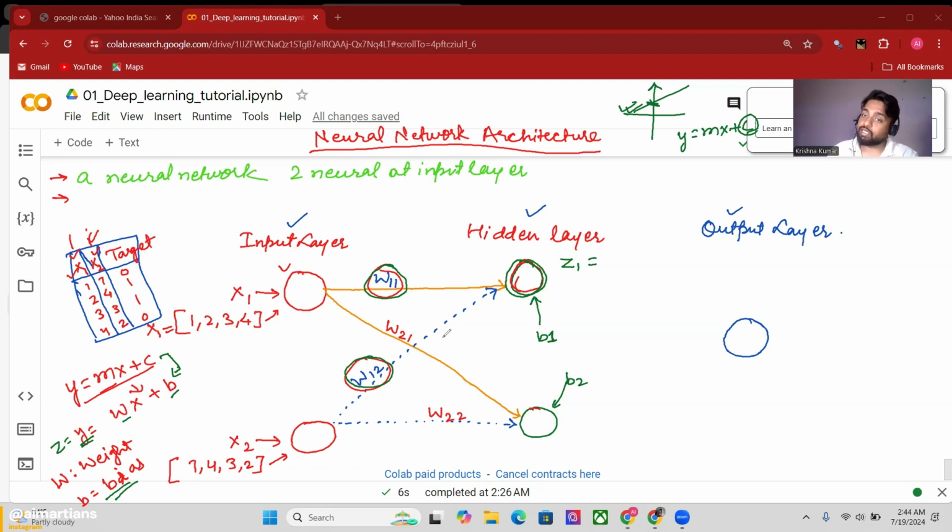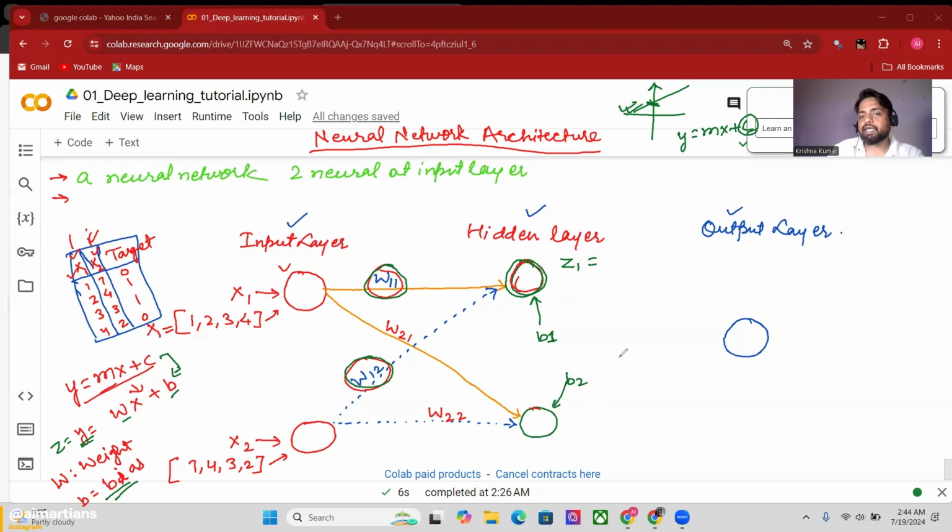It is a very important interview question: how are weights assigned in a neural network? Many people get confused and say, sir, neural network weights are initially assigned equally. No, that is not true. They are assigned randomly. Okay, let's move ahead.